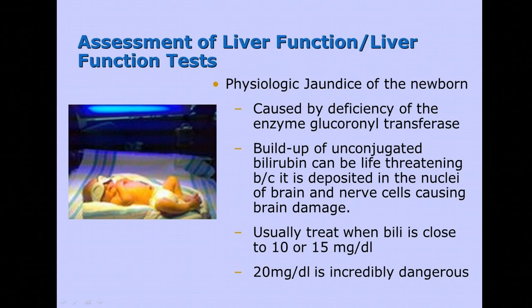One of the more common ones, and I know I've had 3 babies and all 3 of them have been slightly jaundiced, is physiologic jaundice of the newborn. This is caused by the deficiency of the enzyme glucuronyltransferase. When the baby is in utero, the mom's blood and liver is able to break down that excess bilirubin for the baby.